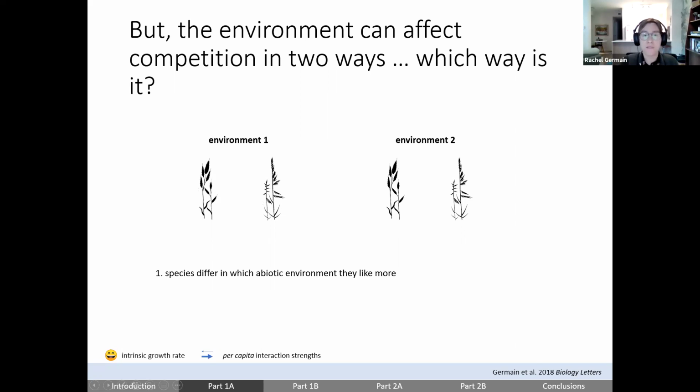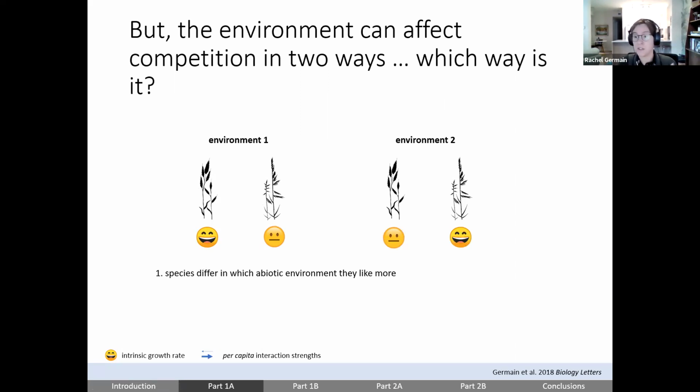The first way that the environment can affect competition is by operating to affect their intrinsic growth rates, basically how well they do in the absence of competition just in a particular environment. Species might differ in which abiotic environment they like more. So here I've got this as little cartoons. Let's say in environment 1, the one species does better. In environment 2, the other species does better. Of course, we know that this is going to be the case.